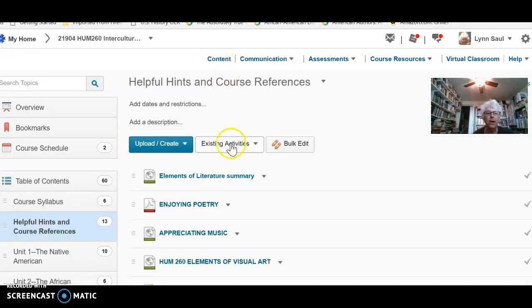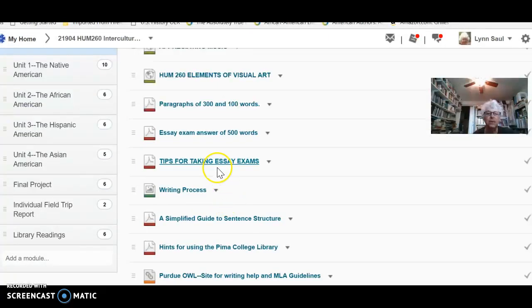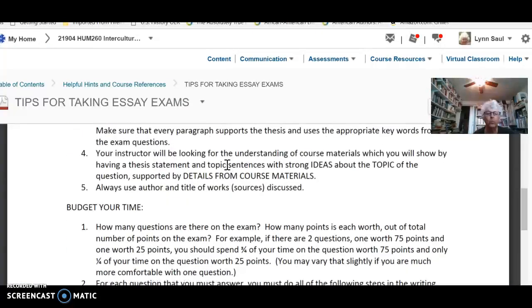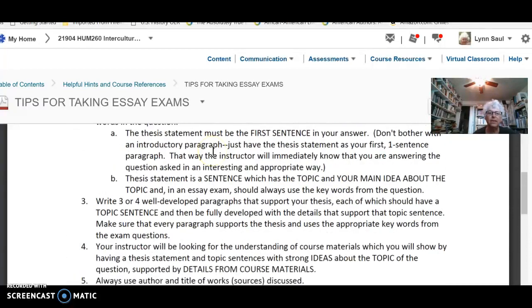Now, if we go back to tips for taking essay exams, they suggest that you write a thesis statement, which would be the first sentence in your answer. Don't bother with an introductory paragraph. Just have the thesis statement as your first one-sentence paragraph. That will let me know immediately that you're answering the question in an interesting and appropriate way.